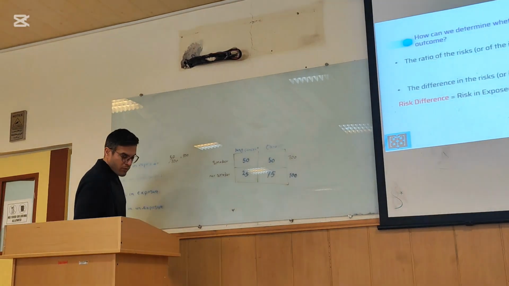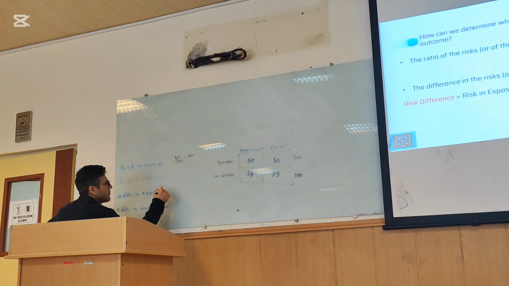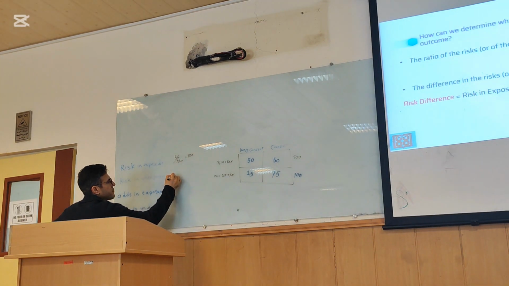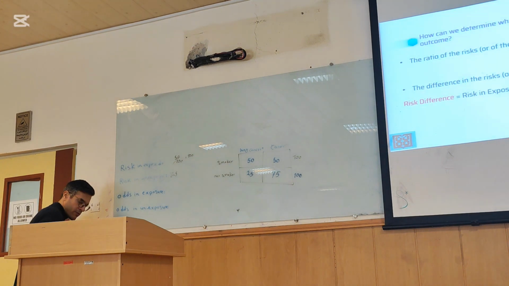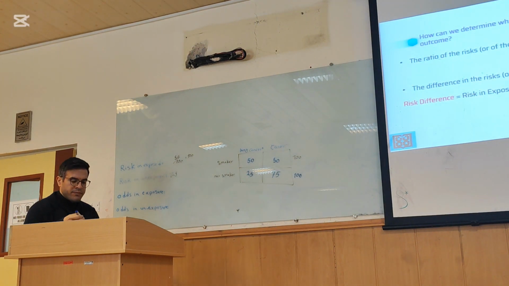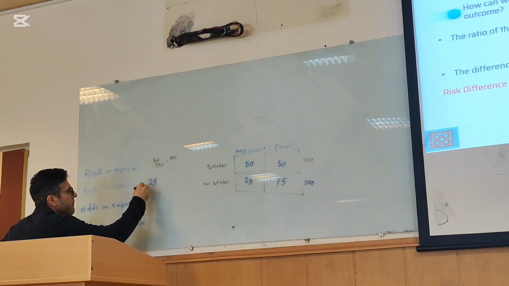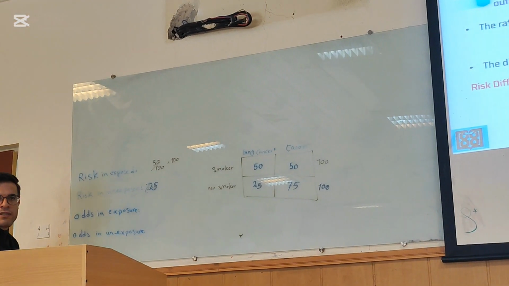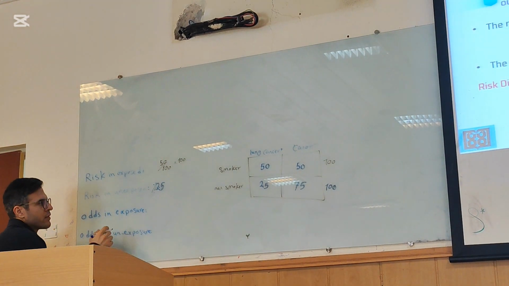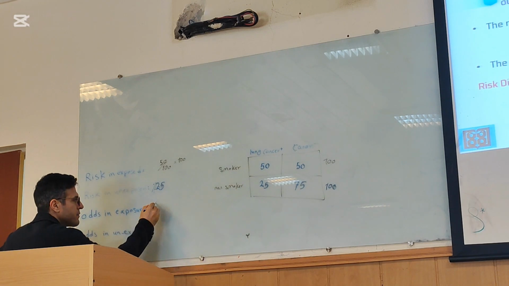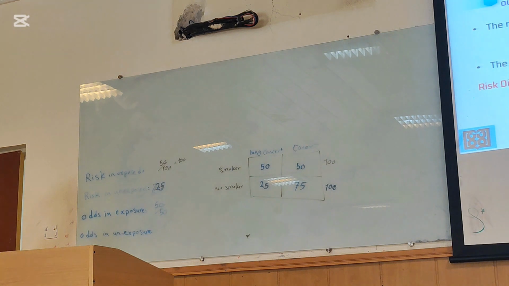The risk in unexposed. 25%. 0.5. Yes, 25%. What is odds in exposed group? Which is 1. No, 50 by 50. It's better, but 1 is correct.